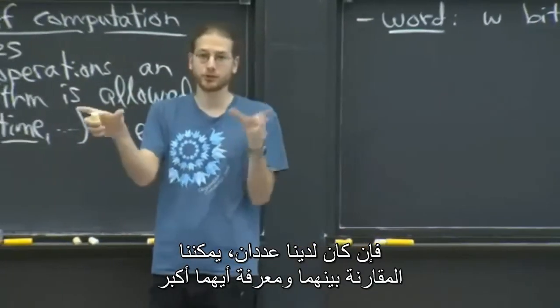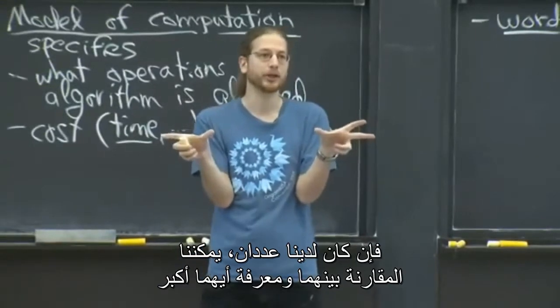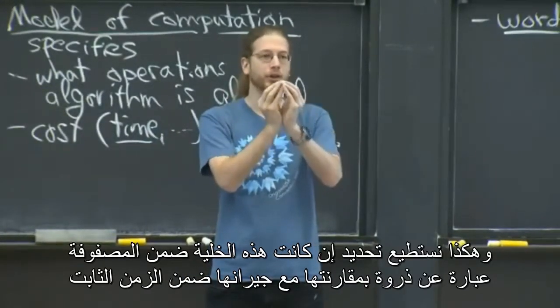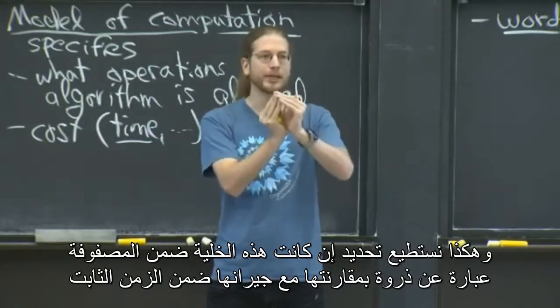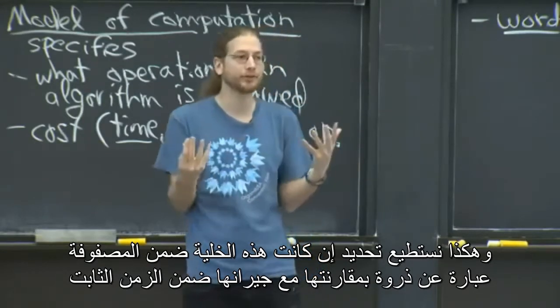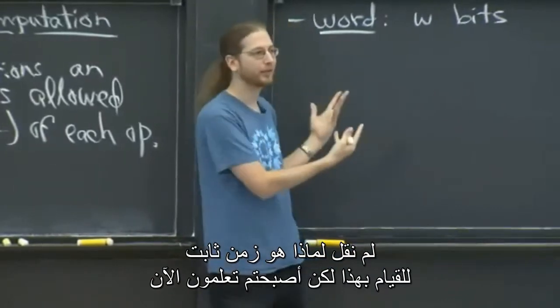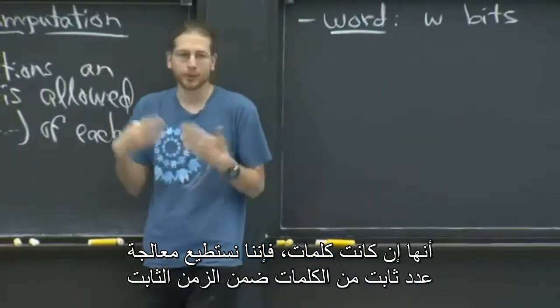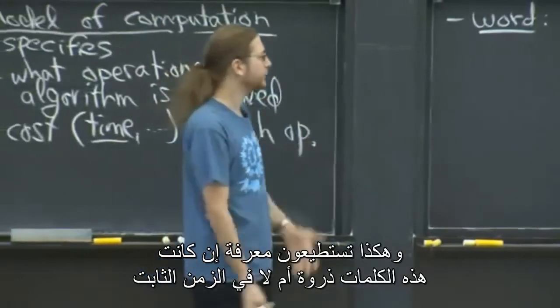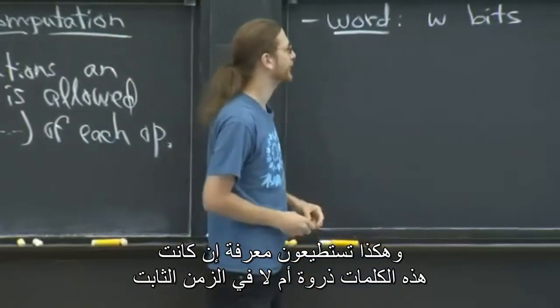In particular, given two numbers, we can compare them, which is bigger. And so we can determine, is this cell in the matrix a peak by comparing it with its neighbors in constant time. We didn't say why it was constant time to do that, but now you kind of know if those things are all words, and you can manipulate a constant number of words in constant time, you can tell whether a number is a peak in constant time.